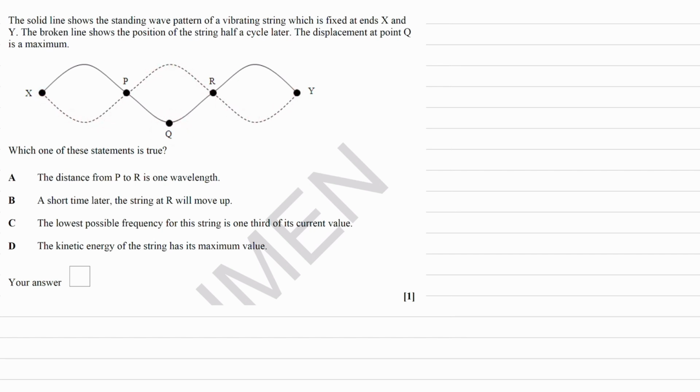So basically, this is an antinode, and then what we see here, x, p, r, and y, those are all nodes. Okay, so let's go through the options.